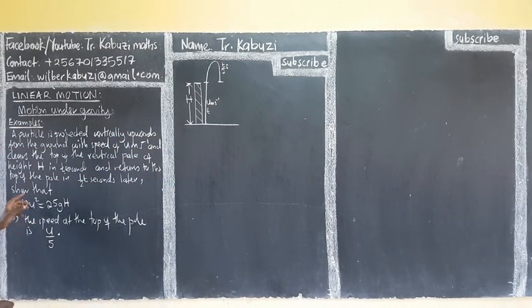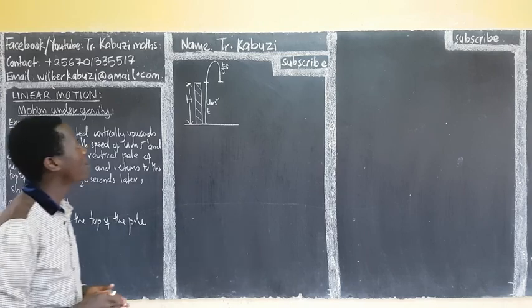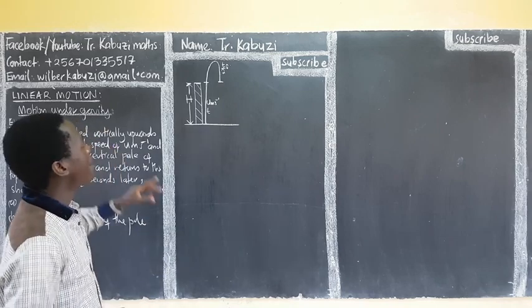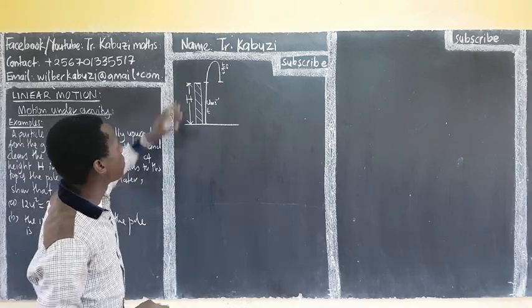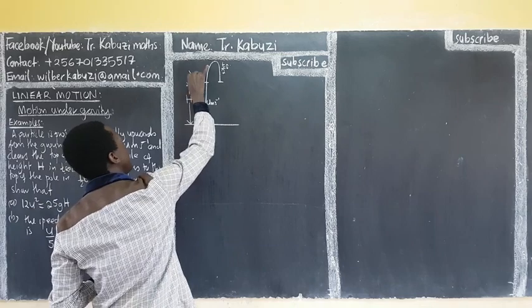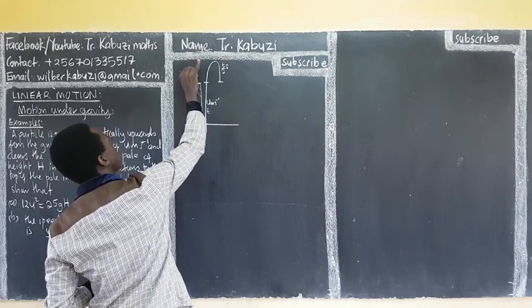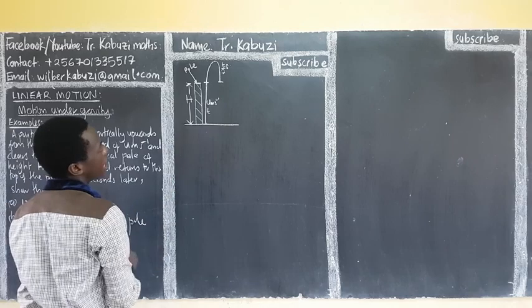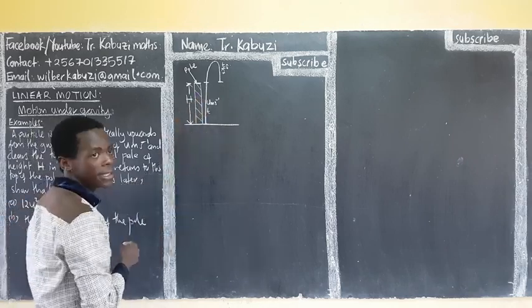When they ask us to show that this is true, how do we handle that question? You have to be very careful. So first of all, we have this pole. This is our pole, and it is of height h. Now first of all, we have this distance and we have this time.